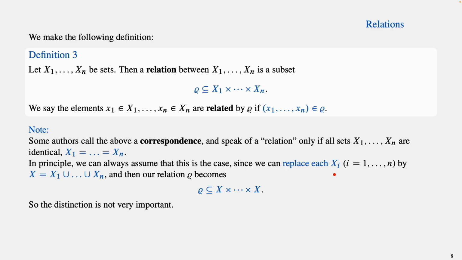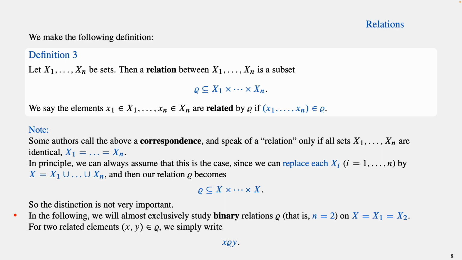each of the individual sets xi by the union of all of them. So instead of our individual sets here, we just take the union of all of them, call it x, and then our relation rho here just embeds into this Cartesian product of the set x by itself n times. So again, this is not the most important distinction between correspondences and relations.